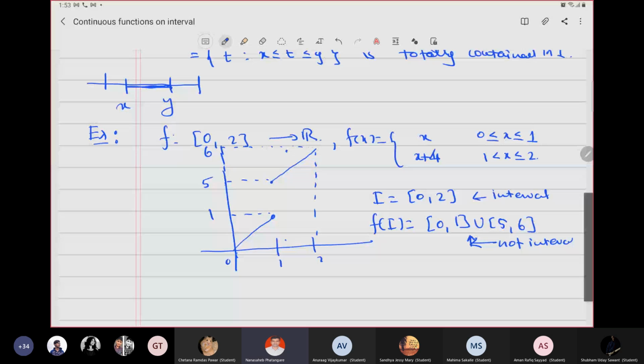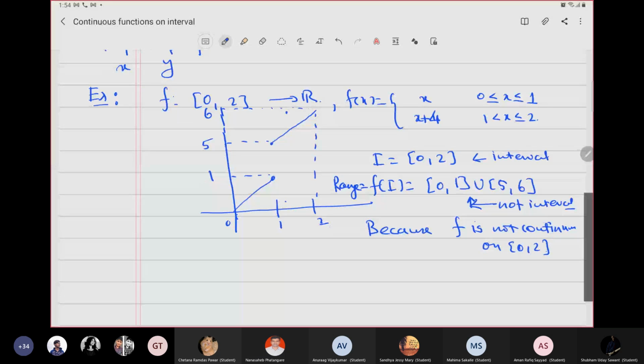What is the problem? Why did this happen? The function is not continuous. f is not continuous on [0, 2]. In fact, it is not continuous at 1. So ultimately it is not continuous on [0, 2], and therefore the range is not an interval, even though the domain is an interval. Right. Even though the domain is an interval, the range is not an interval.